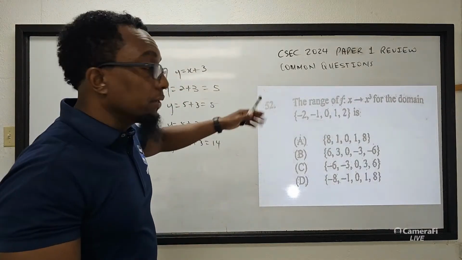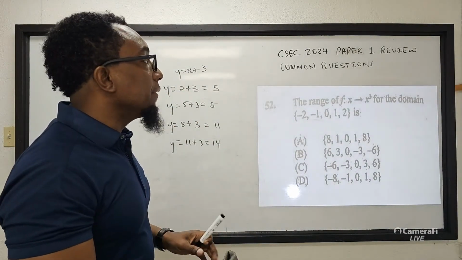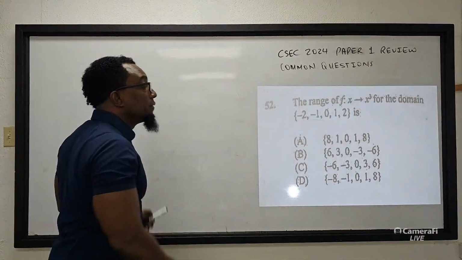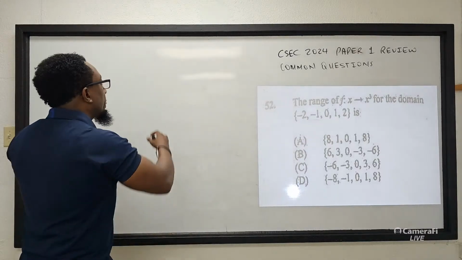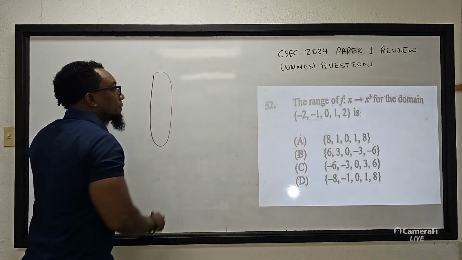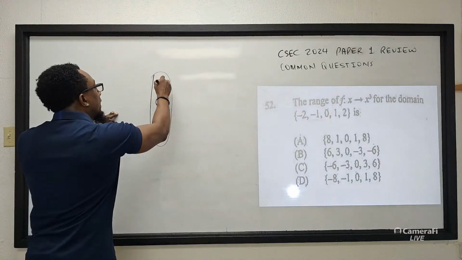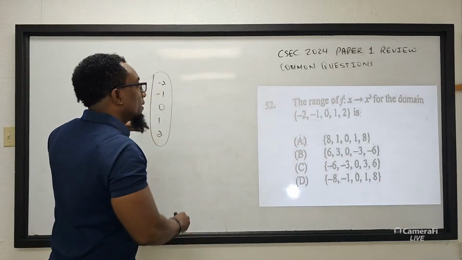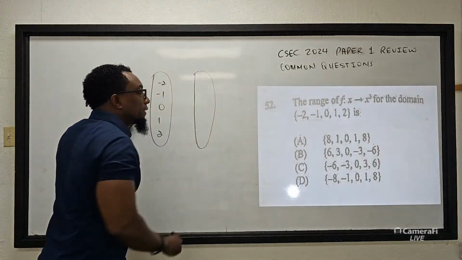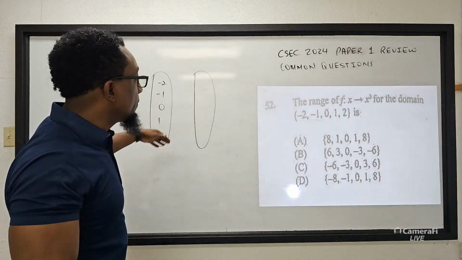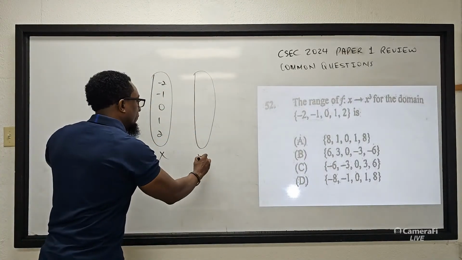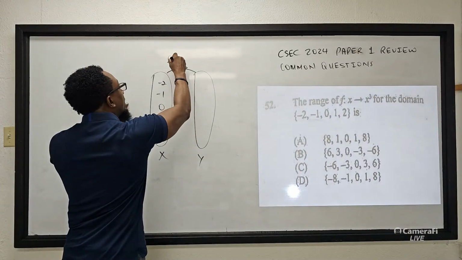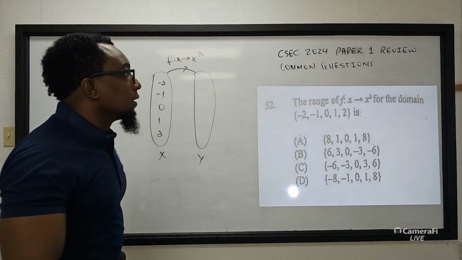Again, functions, another common question. So the range of f of x for the domain. This is a real common one. So we know that if you have a domain, I'll put it in terms of a mapping diagram. You have negative 2, negative 1, 0, 1, 2, just like what we did with the previous question. You have your range. The range is what you want to find, which is your y coordinates. This is the domain x. This is your range y. You have the function which connects the domain to your range.